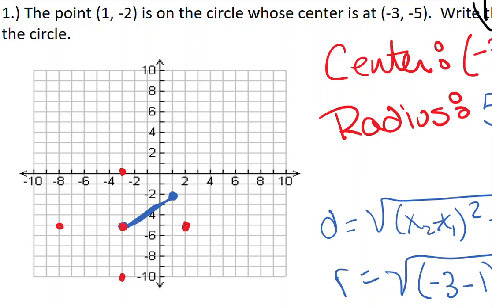And the 4 points that I made should give me a decent idea of what this is going to look like. I'm not asking you to take a compass out or anything like that. All I'm asking you to do is just connect those points the best you can as a circle, and just go through those points that you have.